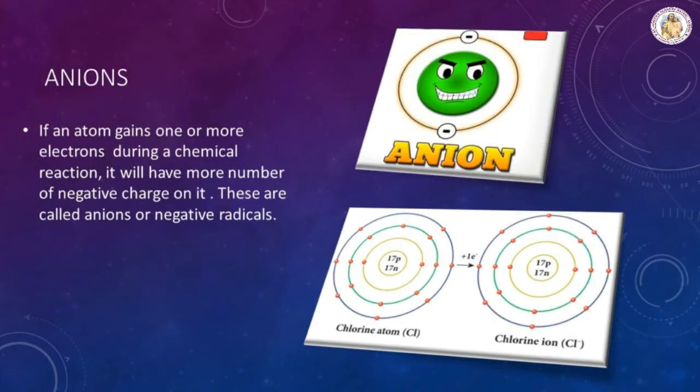Anions. If an atom gains one or more electrons during a chemical reaction, it will have more negative charge on it. These are called anions or negative radicals. Chlorine atom attains stable configuration by gaining an electron. Thus, it becomes an anion. Chlorine ion is represented as Cl minus because the number of electrons is more when compared to the protons in the chlorine atom.